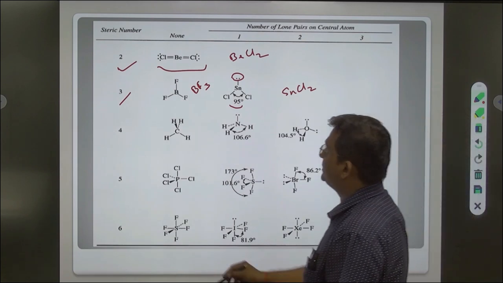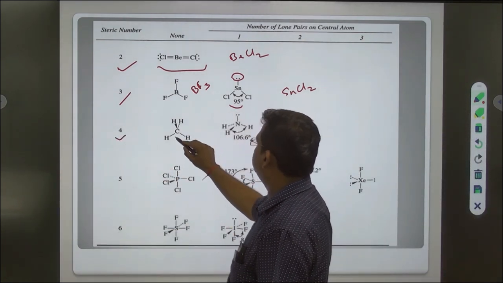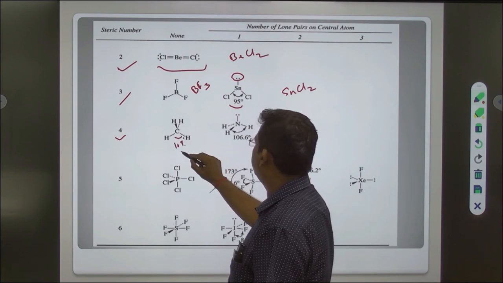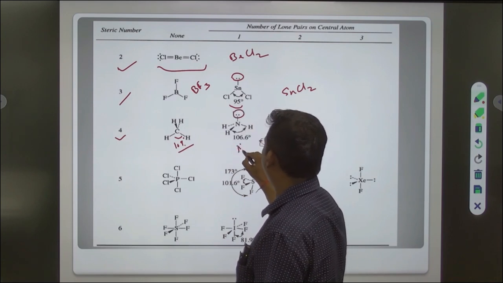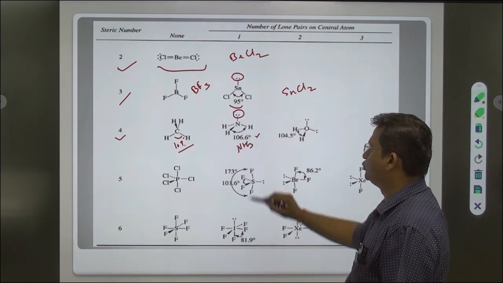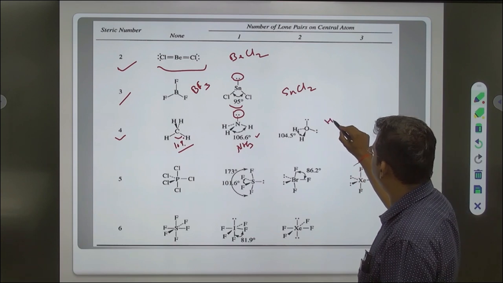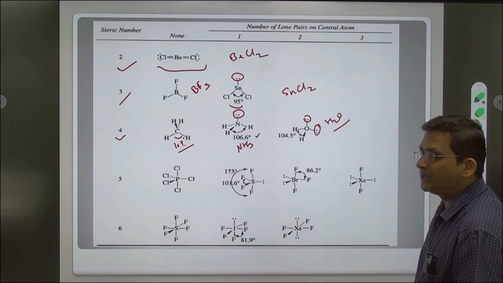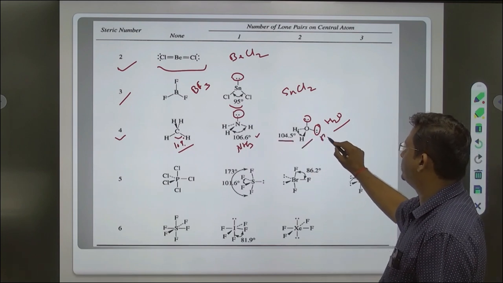And when steric number is 4, this is 109 degrees, and when lone pair is present in NH3, this angle decreases to 106, and when in H2O molecule where two lone pairs are present, this angle decreases much more and gives the bent structure.